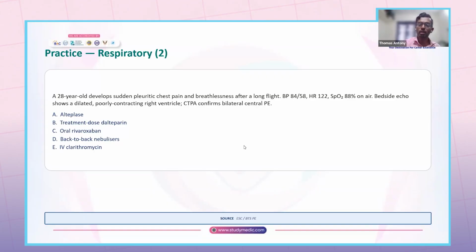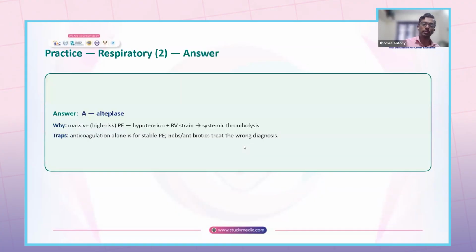BP is low, heart rate is elevated, SpO2 of 88%. Bedside echo shows a dilated, poorly contracting right ventricle. CTPA confirms bilateral central pulmonary embolism. Okay, so what is the treatment here? We have discussed this before. The patient is having hemodynamic compromise. There is a massive pulmonary embolism. Next option will be alteplase. Okay.